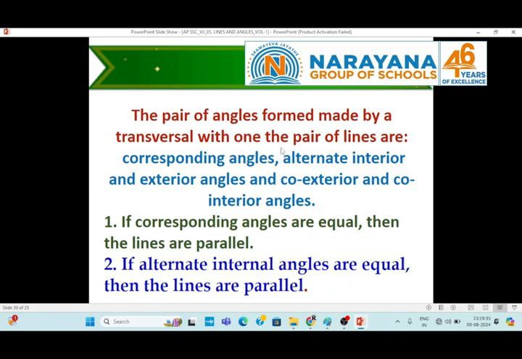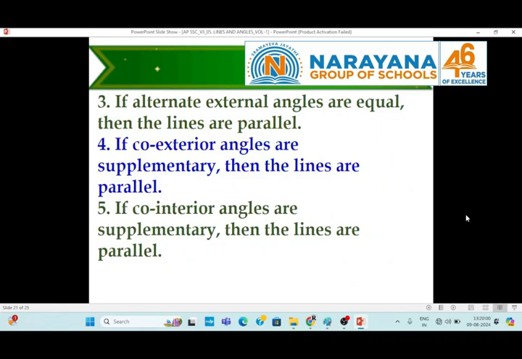Now, the pairs of angles made by a transversal with a pair of lines are corresponding angles, alternate interior angles, alternate exterior angles, and co-exterior and co-interior angles. For example, if the corresponding angles are equal, then the lines are parallel. If alternate interior angles are equal, then the lines are parallel. If alternate exterior angles are equal, then the lines are parallel. If co-interior angles are supplementary, then the lines are parallel.